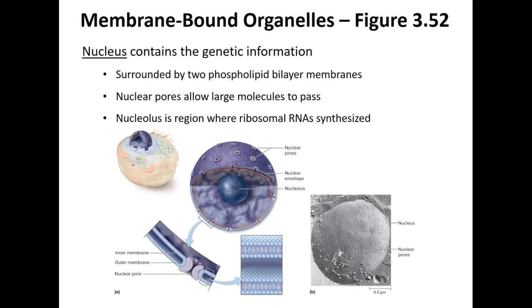The nucleus of a eukaryotic cell houses the genetic information, the DNA. Within the nucleus, you'll see a darker area called the nucleolus, and it's the nucleolus which is where ribosomal RNA is actually produced. Nucleopores are in that nuclear envelope, which is a bilayer that surrounds the nucleus. The nucleopores allow materials to move in and out of that nucleus.